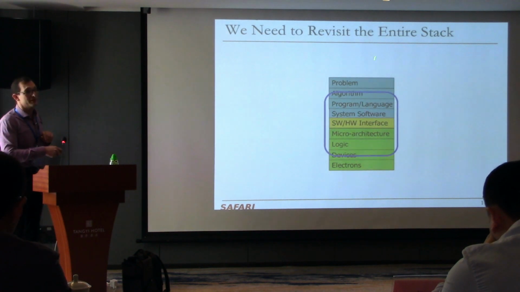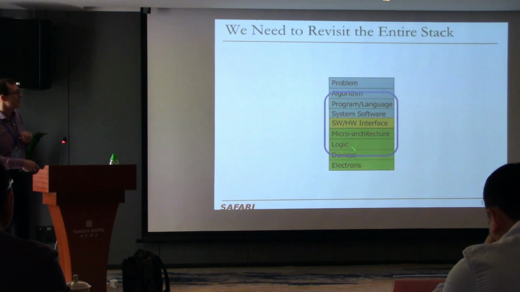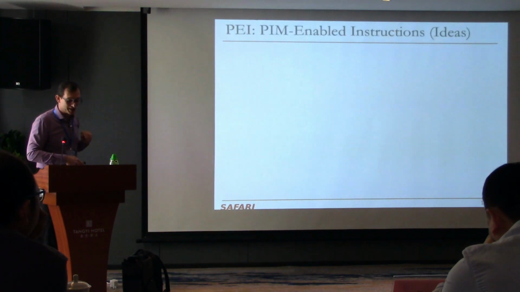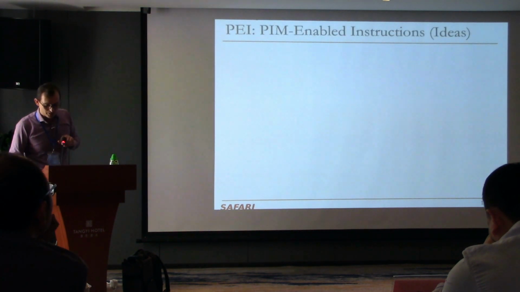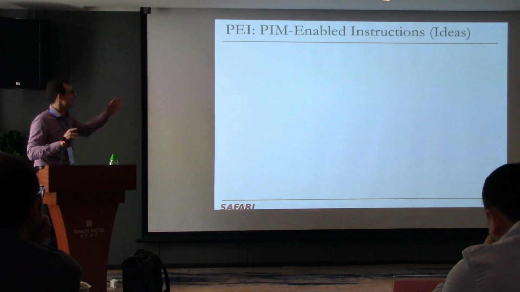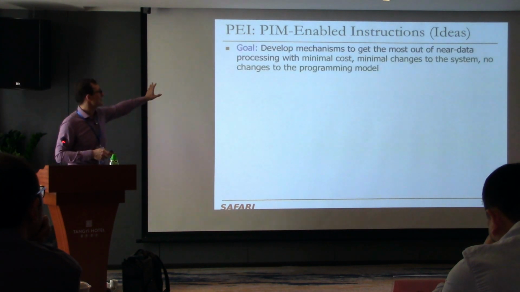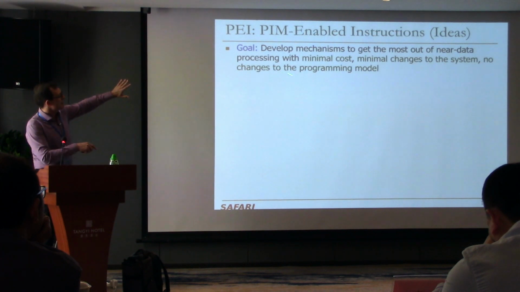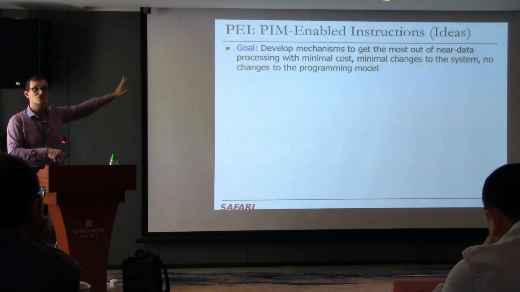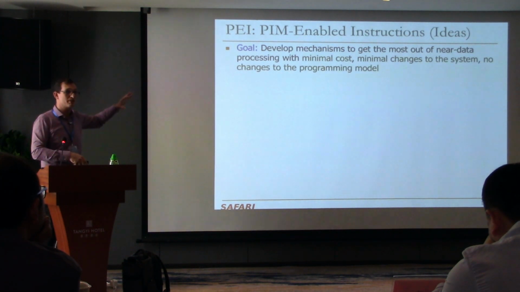I think we really need to revisit the entire stack to solve the problem. We need to look at all the way from devices to algorithms. And I believe we can get there step by step. So let me talk a little bit about PIM-Enabled Instructions over here, because this is the minimal part that I didn't talk about. So what is the minimal thing that you can do to take advantage of this technology? And in one slide, the idea is this. Basically, we wanted to not change the system. No changes to programming model, no changes to coherence, no changes to virtual memory. Can you still take advantage of processing in memory with 3D stacked memories?